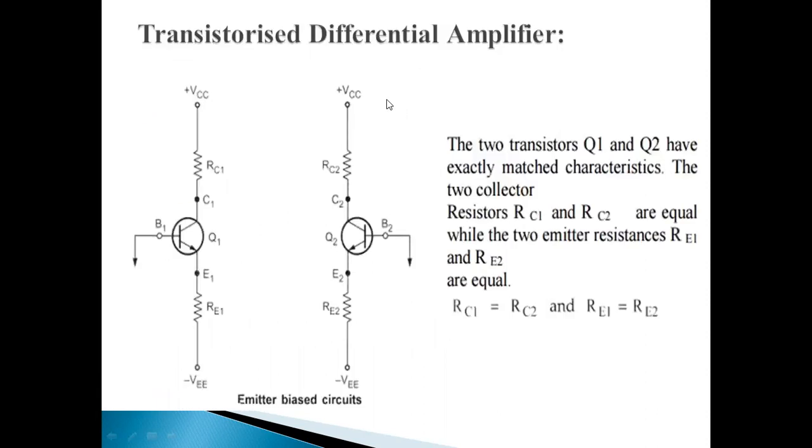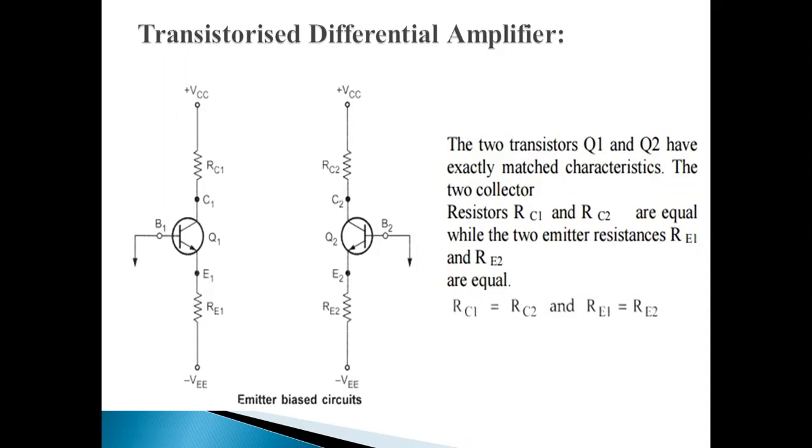Okay, the next one, the transistorized differential amplifier. So how can we construct the differential amplifier? If you want to construct a differential amplifier, then what are the rules we have to follow? Here we are constructing the differential amplifier by using BJTs, that is, transistors. So that's why this topic is known as the transistorized differential amplifier. In order to construct it, we follow some rules.